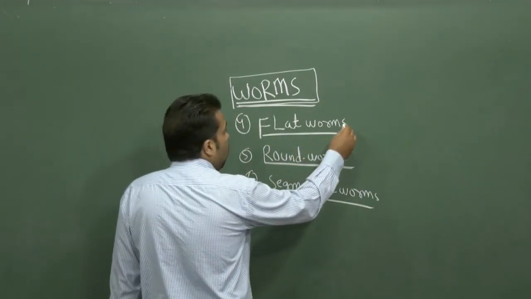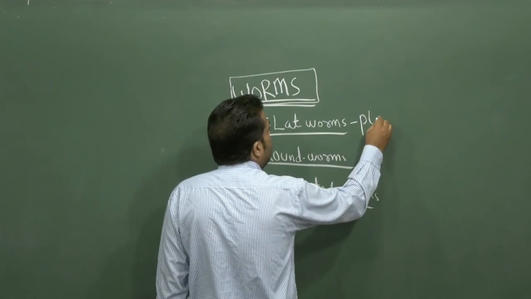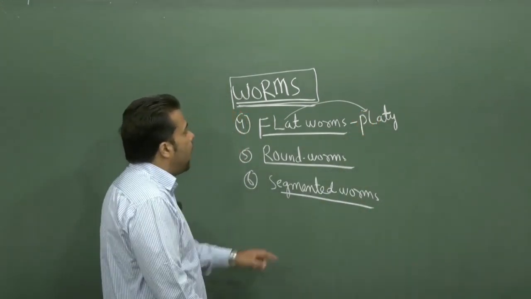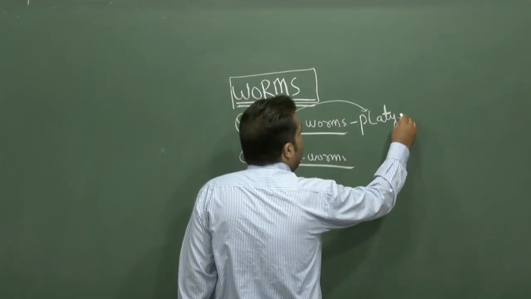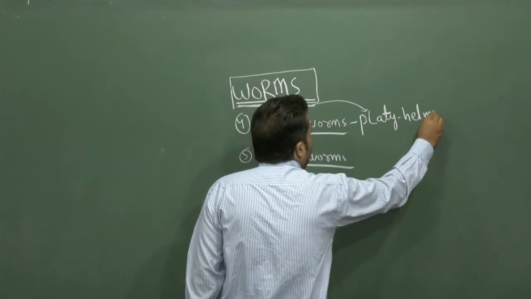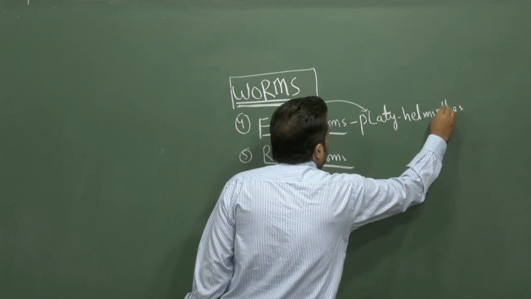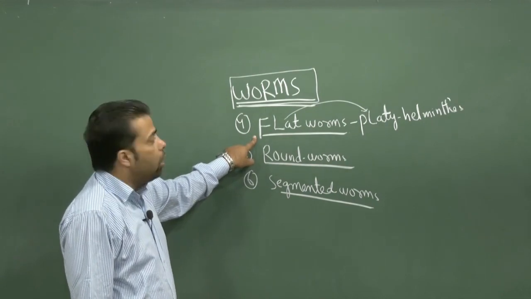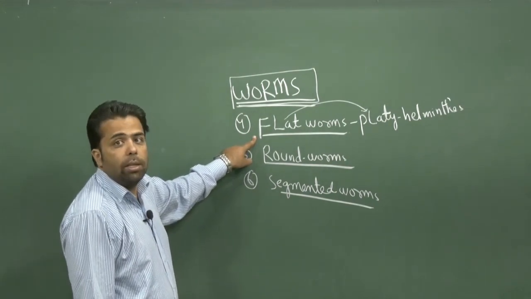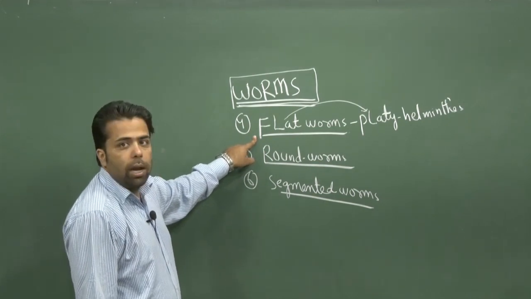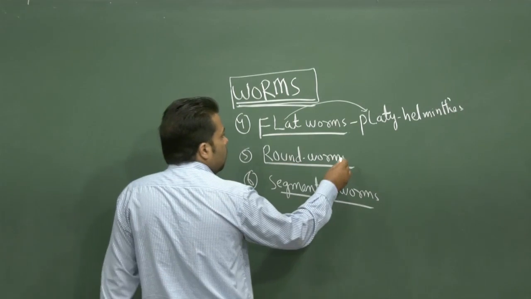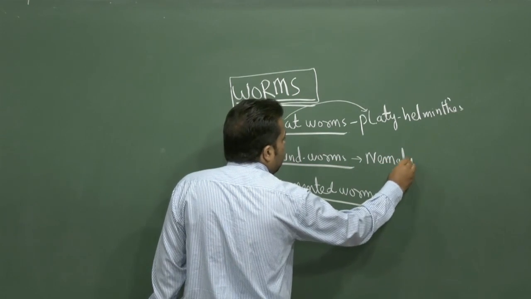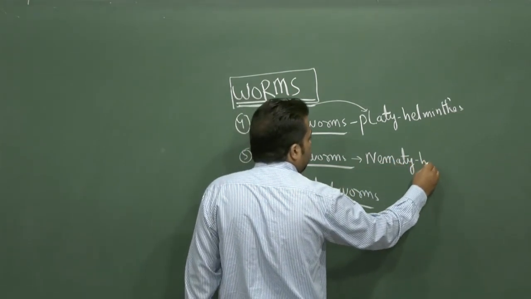So flatworms, they are called as platy. Platy stands for flat, and worm is helminth. Platyhelminths. So what are flatworms called in biology? They are called as platyhelminths. Platy stands for flat and helminth stands for worm. So roundworms, they are called as nemathelminths. Nema stands for round and helminth stands for worm.